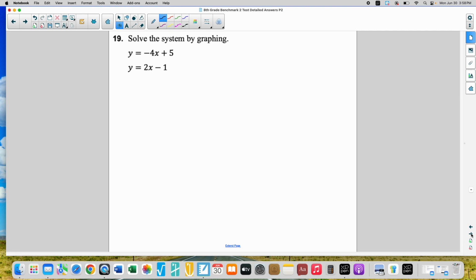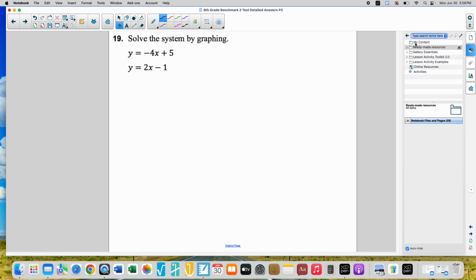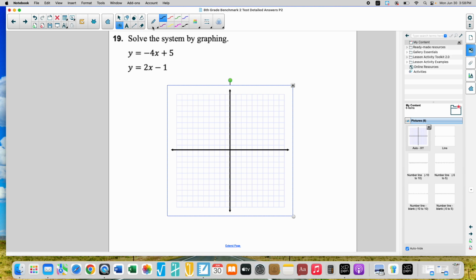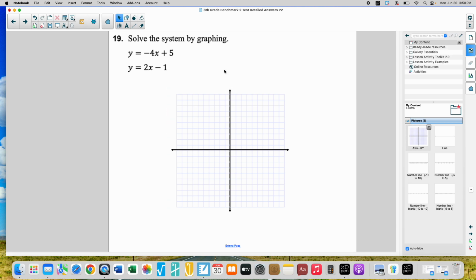Number 19. Solve the system by graphing. Okay, this is a good one. This is an interesting way of showing this. This is really good. I actually like this problem.